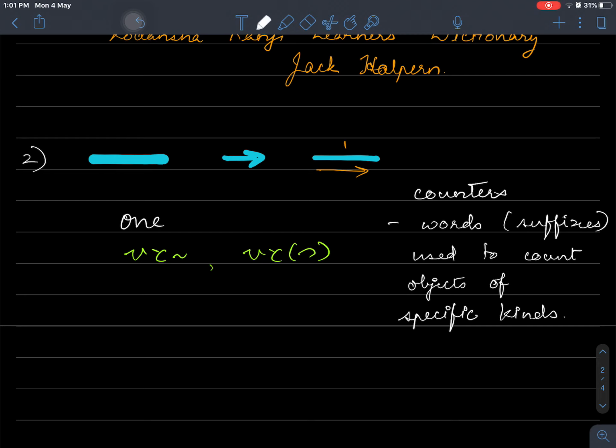Okay, I'm not very sure about that. Okay, when you count books, you add the word satsu in the end. The suffix is satsu. When you're counting cylindrical objects, the suffix is hon.